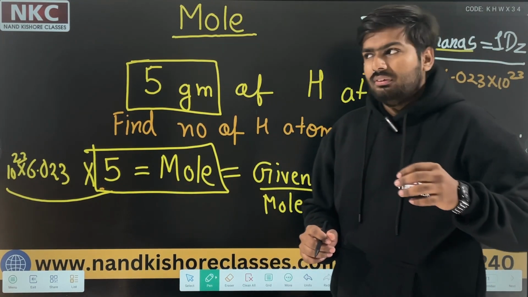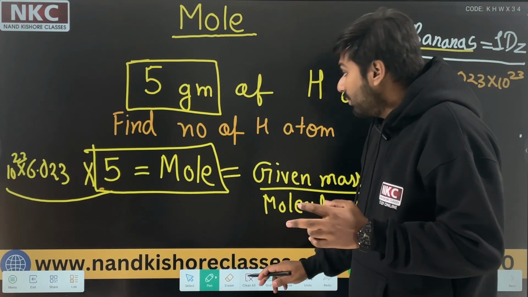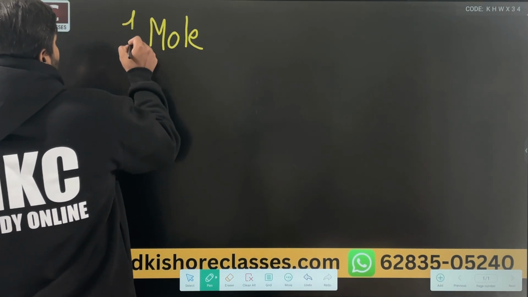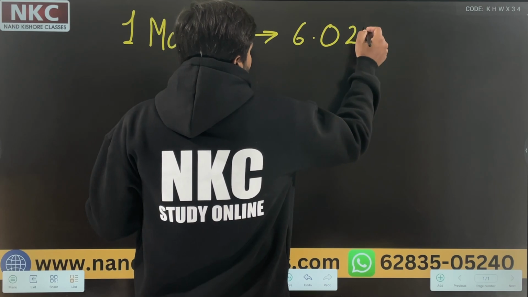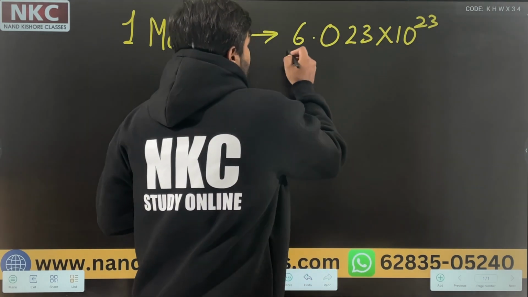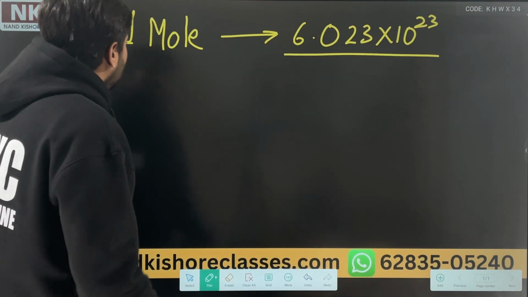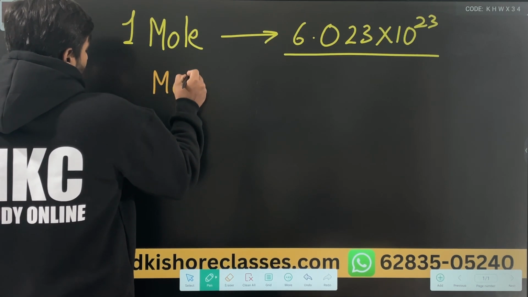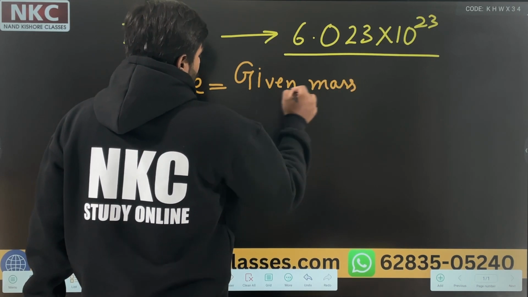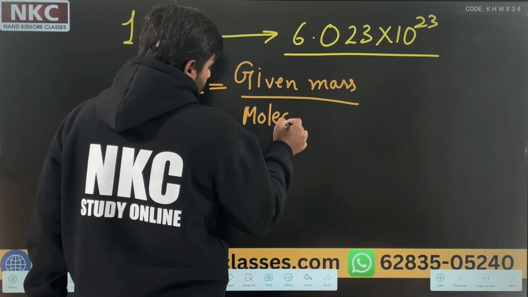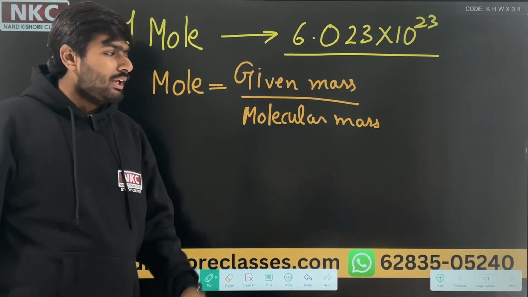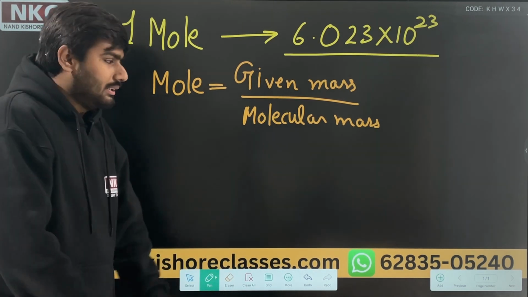This is a very important thing which you have to remember: how to interpret two situations. I have told you two formulas for the mole. The first one is the simple relation that 1 mole corresponds to 6.023 multiplied by 10 to the power 23 molecules or atoms or whatever. Learn this only. At the last you can use anything. And the second formula is mole equals given mass over molecular mass.